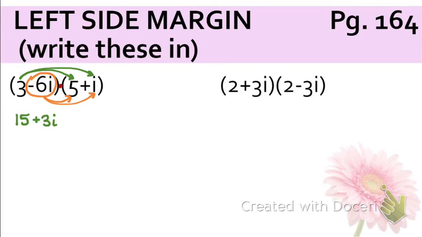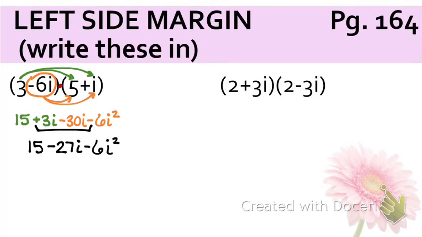What is negative 6i times 5? Negative 30i. What's negative 6i times i? Negative 6i squared. Do we have any like terms that we can combine together? Yes. 3i and negative 30i. What do I get when I combine those two together? Negative 27i. And then we still have this minus 6i squared here.